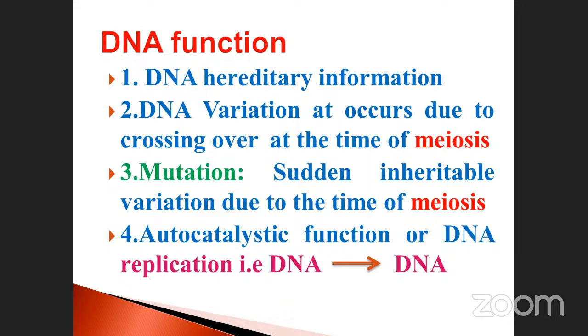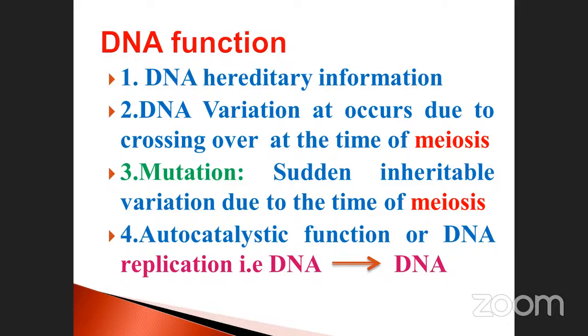Due to the crossing over only, what happens? The variation will occur. Otherwise, it will not happen. DNA variation occurs through crossing over at the time of meiosis only. Mitosis does not do this, isn't it? Because there is no crossing over in mitosis.